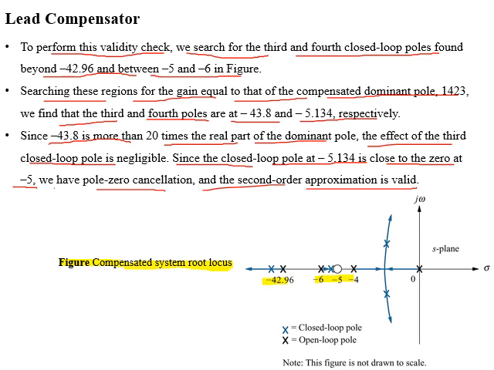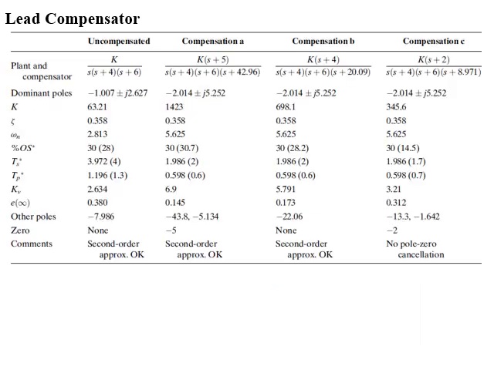And the second and third controllers are designed with the same procedure by placing a compensator zero at minus 4 and a compensator zero at minus 2. The rest of the steps are the same. Dear students, the dominant pair location, the transient specifications, location of zero, and location of other poles are summarized in this table: for the uncompensated system, for the lead compensator with zero at minus 5, for the second lead compensated system with zero at minus 4, and for the third compensated system with zero at minus 2.